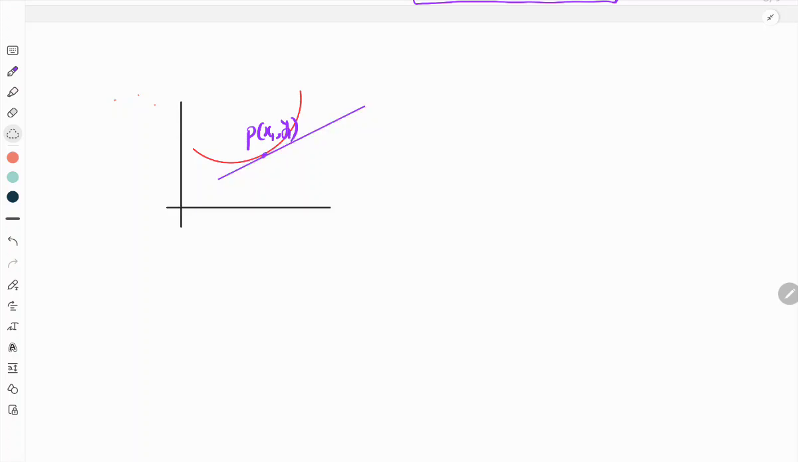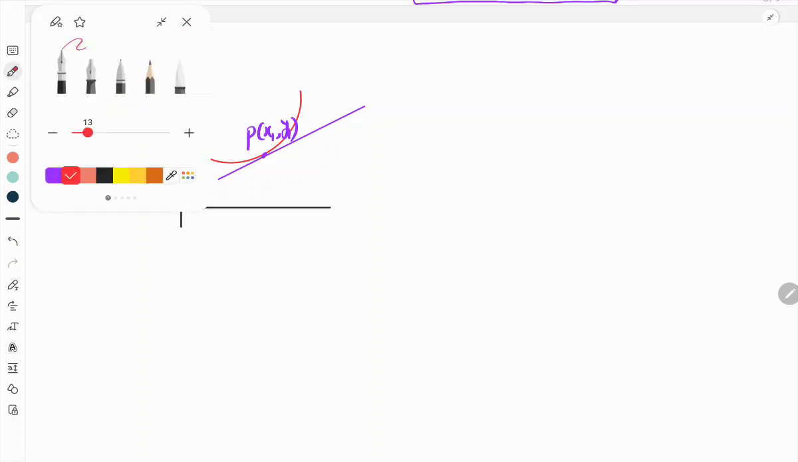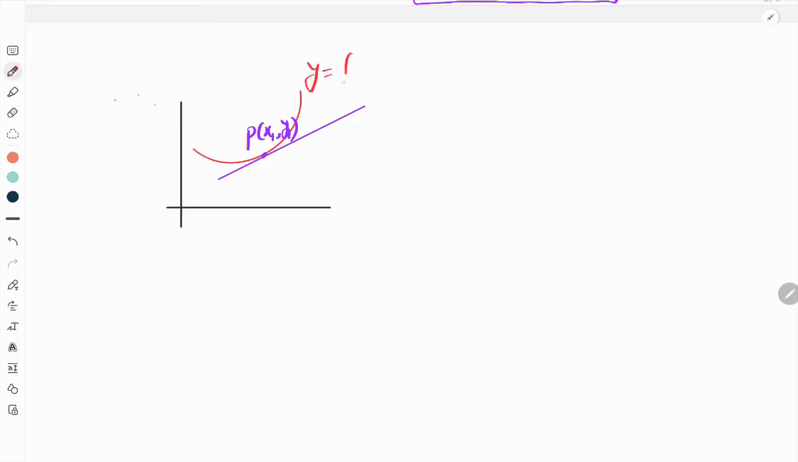So just touching at point P, and the curve is given to you, y is equal to f of x, like y is equal to x square plus 2, or y is equal to 3x plus 4x square, correct or not? So this type of curve will be given to you, and you have to find the equation of this tangent.